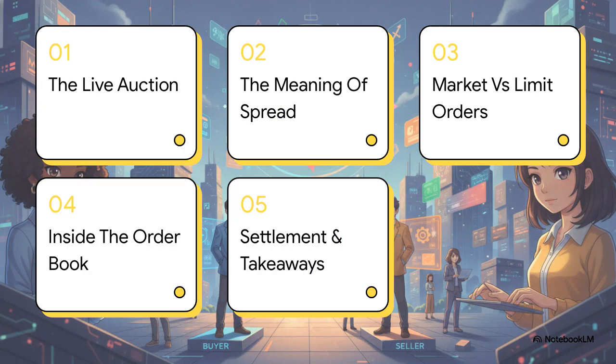First up, the live auction. Then, the meaning of spread. Third, market versus limit orders. Fourth, inside the order book. And finally, settlement and takeaways. Think of this whole thing as the essential driving lesson before you take your portfolio on a massive road trip. You just got to know how the pedals work before you merge onto the highway.